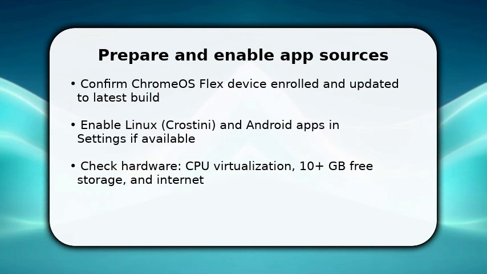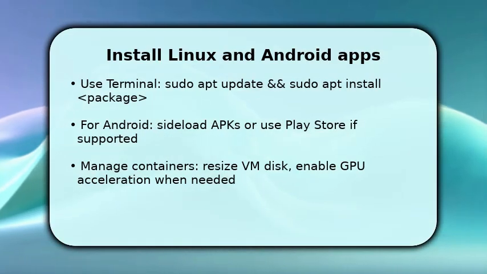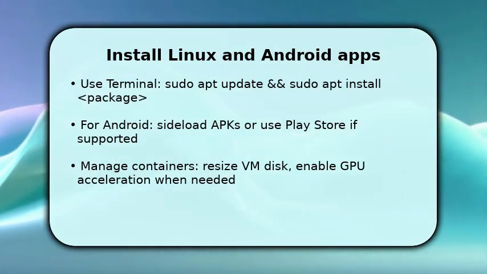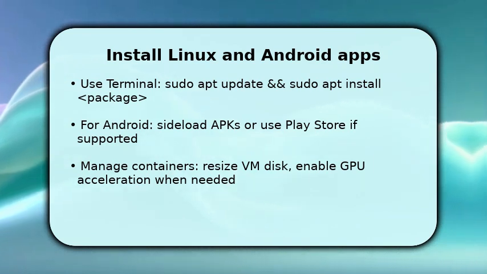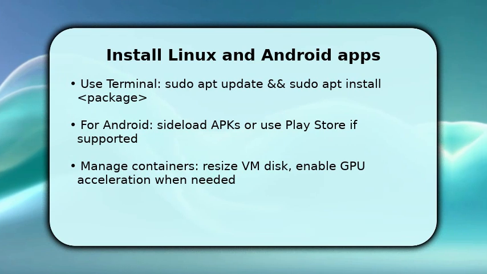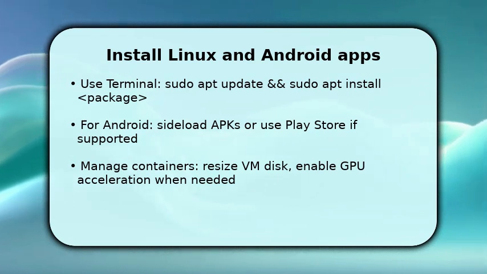You'll now install apps. For Linux, open Terminal and run package manager commands like sudo apt update and sudo apt install followed by the package name. This installs native Linux apps inside Crostini.